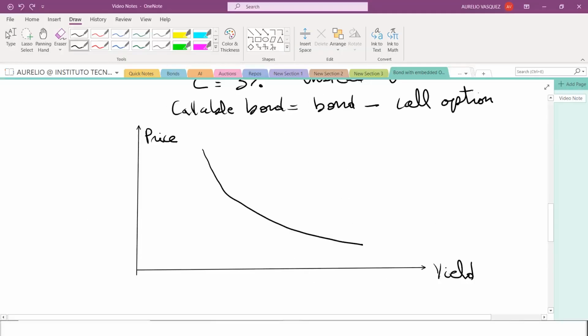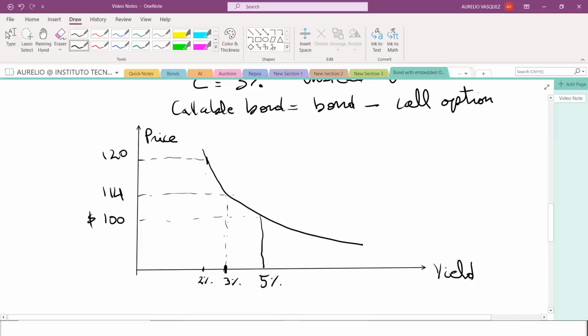Now let's see that problem of the callable bond in a graph. So we know that the bond was issued at a yield of 5%. And at that yield, the price was 100. Now, if the yield goes down, let's say to 3%, then the bond is going to have a certain price, like 114. The yield goes from 5% to 3%, so in that case, the price would go to 114. Now, what happens if it goes to 2%? At that yield, the price was, let's say, 120.